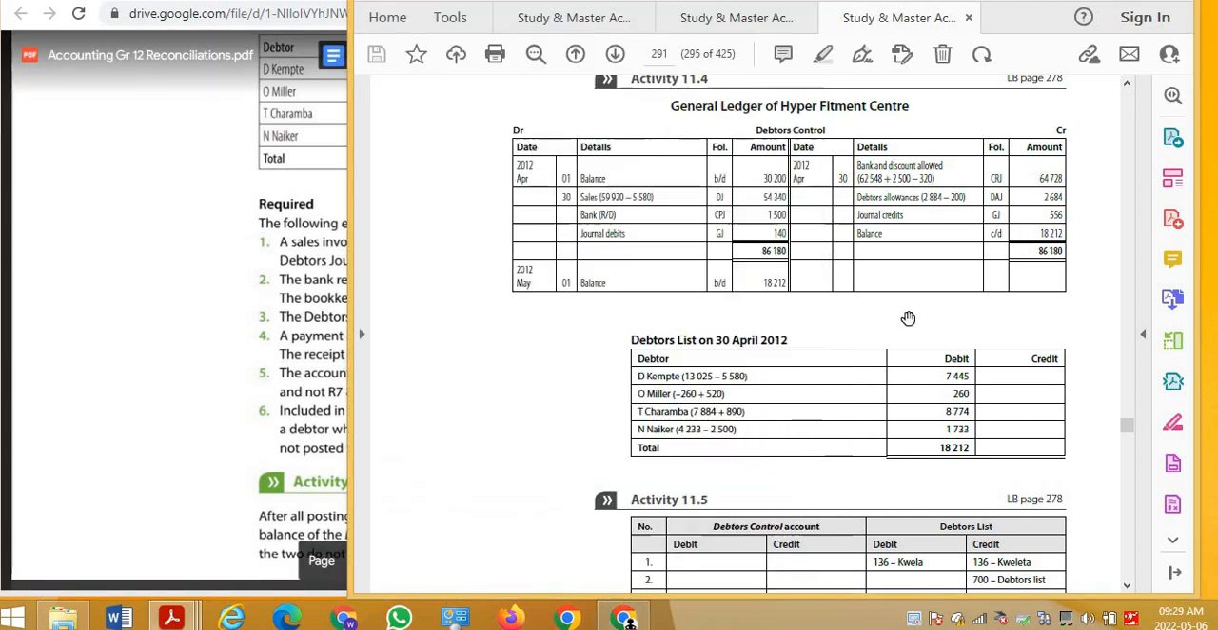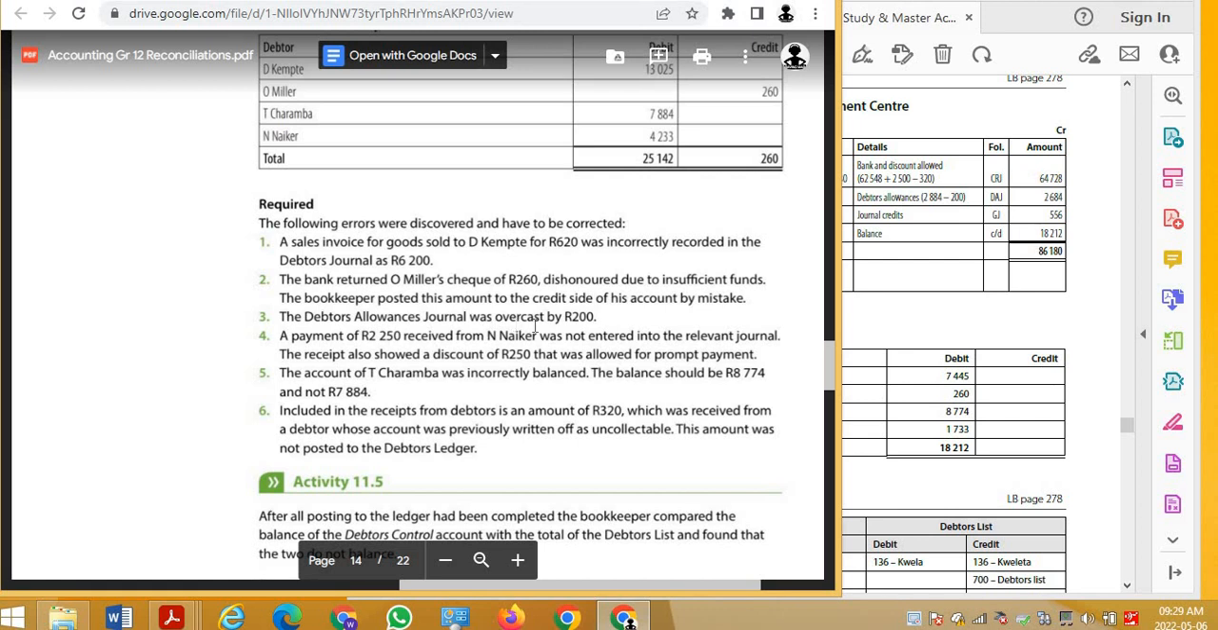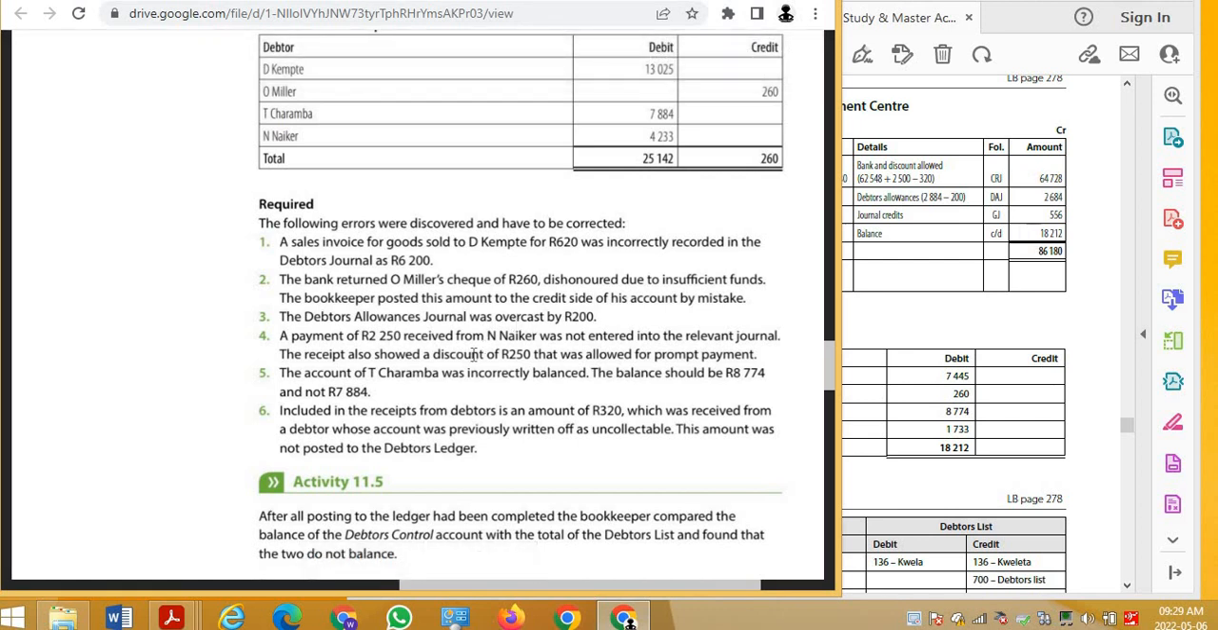Let's have a look at that answer. There it is. Debtor's allowance. The total needs to be undercast by 200 because they say it's overcast by 200. It's 200 Rand too much.